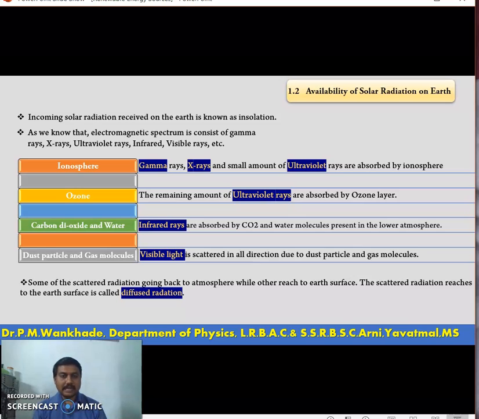Gamma rays and X-rays and a small amount of ultraviolet rays are absorbed by the ionosphere. The remaining amount of ultraviolet rays are absorbed by the ozone layer. As we know, ozone is designated by the symbol O3, meaning it has 3 atoms of oxygen.